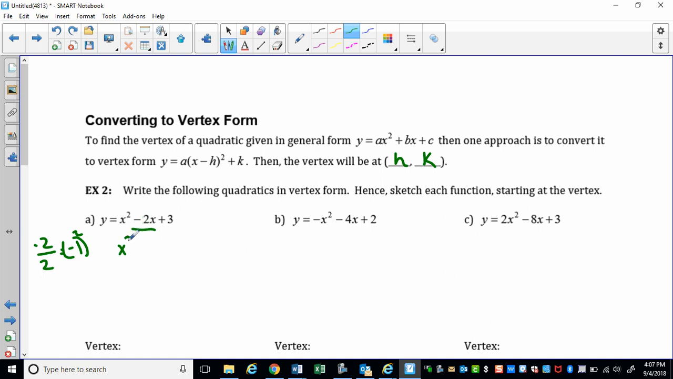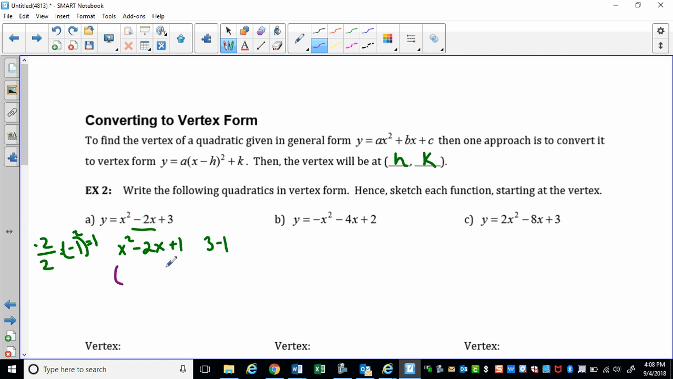So I have x squared minus 2x. I'm not changing this. Negative 1 squared is 1. I'm actually adding 1 to this equation. You can't just add a random 1 to this equation. So over here I have a positive 3, and instead of adding 1, I'm going to subtract 1. Since I added 1 here, I'm going to subtract it here. Okay? So this, I can complete the square.